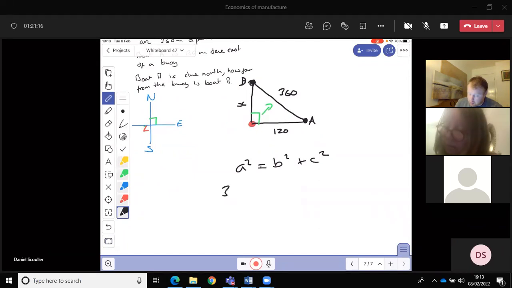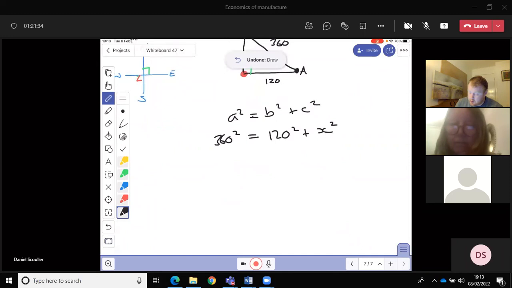So long, 360 squared. One of your short sides, 120 squared, and then your missing side, we'll call it x. You can call it anything you want. It's going to be x squared. Okay, and we're just going to rearrange that.